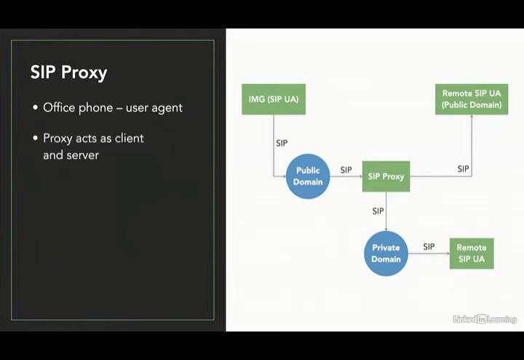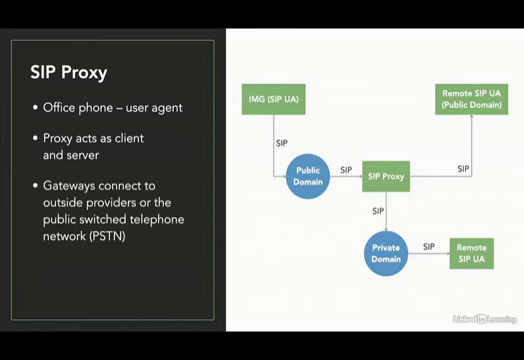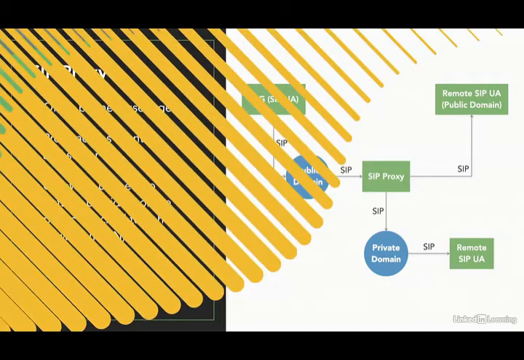A proxy acts both as a client and a server, taking a call request and forwarding it to the nearest endpoint it knows. Not only will the call control between the handset and proxy server utilize SIP, but often various gateways will also. A gateway is a method to connect to other mediums like outside providers or the public switch telephone network, or PSTN.